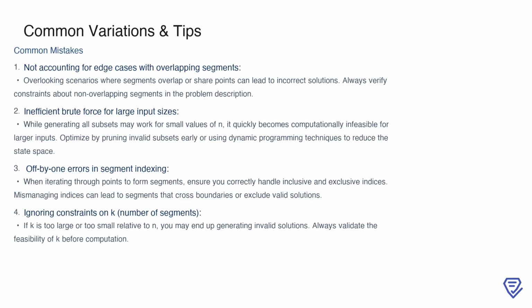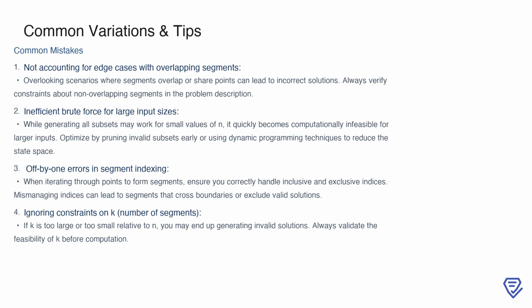First, not accounting for edge cases involving overlapping segments can be a critical oversight. For example, if segments share points or overlap, this can lead to solutions that violate the non-overlapping constraint. Always verify the problem's requirements carefully to avoid such errors. Another pitfall is relying on inefficient brute force methods for large input sizes. Generating all possible subsets may work for smaller values of n, but as n grows, this approach quickly becomes computationally infeasible. To address this, consider pruning invalid subsets early or leveraging dynamic programming to reduce the overall state space.